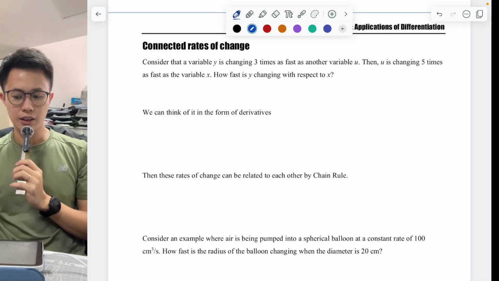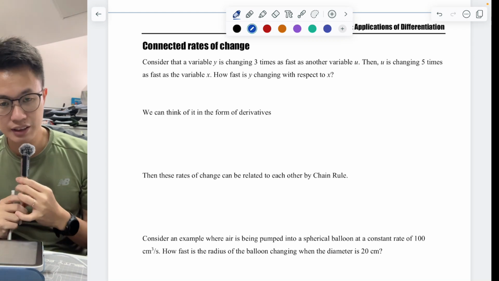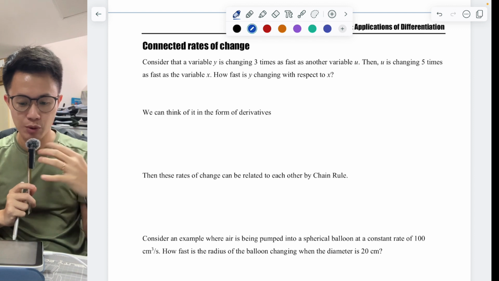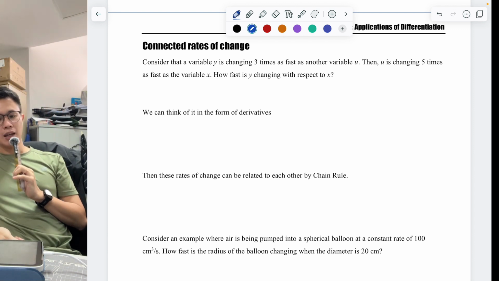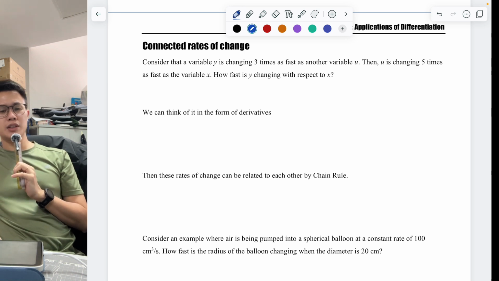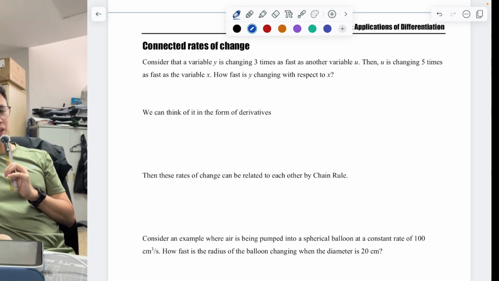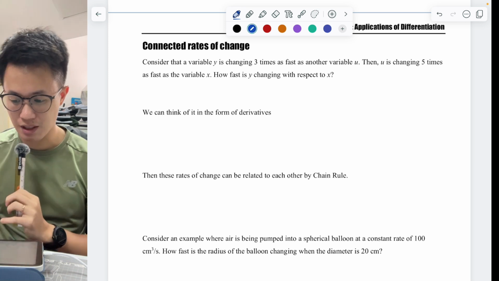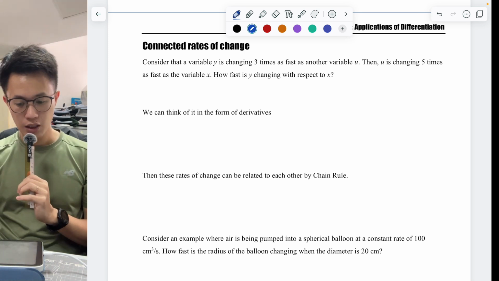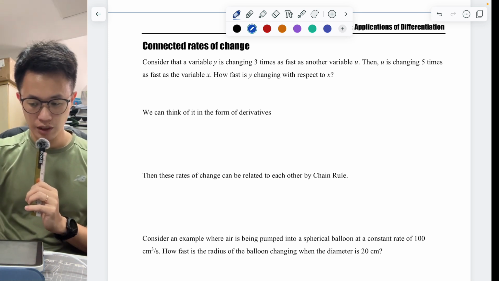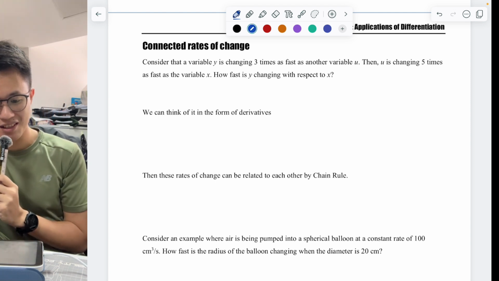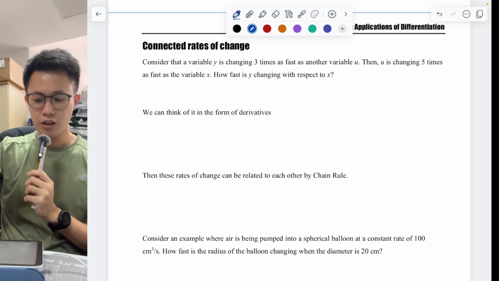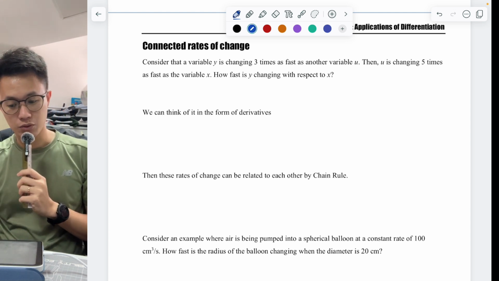Okay, on a second part of things, another part of rates of change is what we call connected rate of change. Connected rate of change is very interesting. We consider a variable y that is changing 3 times as fast as another variable u. And then we realize that u is also changing 5 times as fast as the variable x. How fast is y changing with respect to x?